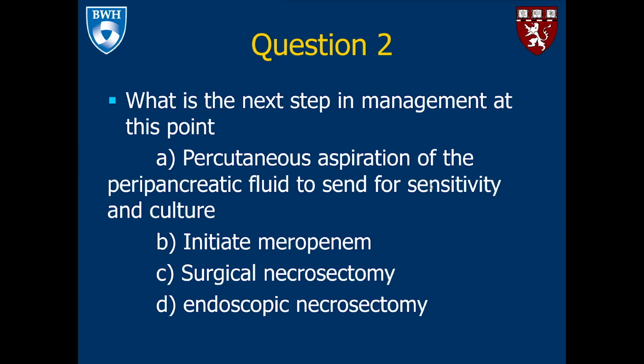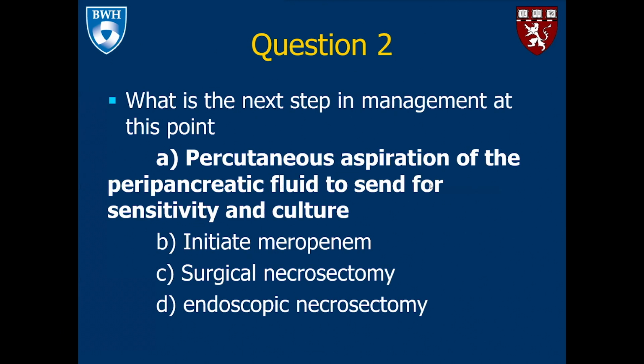A, percutaneous aspiration of the peripancreatic fluid to send for sensitivity and culture. B, initiate meropenem. C, surgical necrosectomy. Or D, endoscopic necrosectomy. The answer is A, percutaneous aspiration of the peripancreatic fluid to send for sensitivity and culture. Just want to say, if this is not possible, answer B would also be adequate if you do not have access to percutaneous drainage in your center.